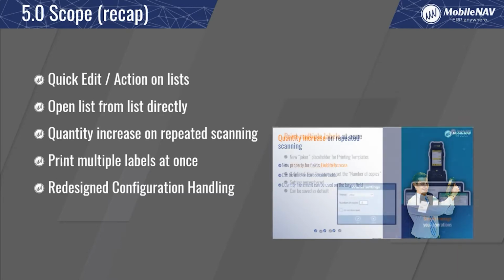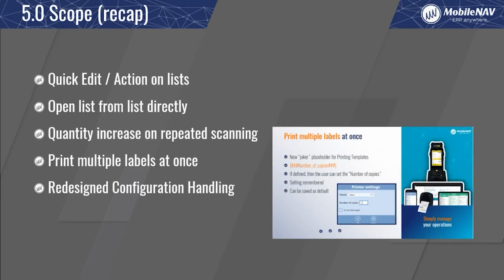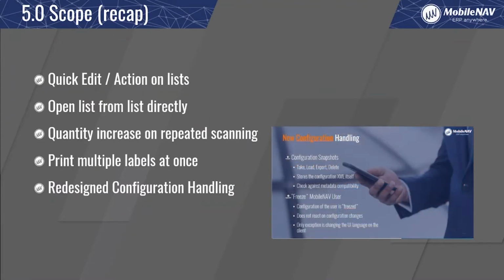In 5.0, we introduced a couple of usability features like quick edit and quick actions on the lists, so you don't need to directly open the cards. You could also already do that on the list level and via multi-selecting the records and executing functions, etc. That's a quite interesting and great feature.